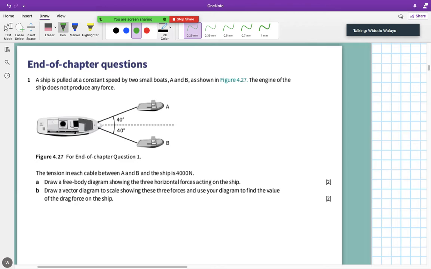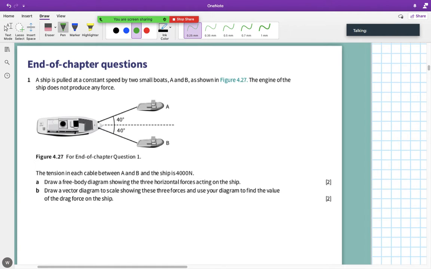Okay, number one. A ship is pulled at constant speed by two small boats A and B as in figure 4.27. The engine of the ship doesn't produce any force. The tension in each cable A and B and the ship is 4,000 Newton. Draw the free body diagram showing the three horizontal forces on the ship. Draw the vector diagram to scale showing the three forces. Use the diagram to find the value of the drag force on the ship.